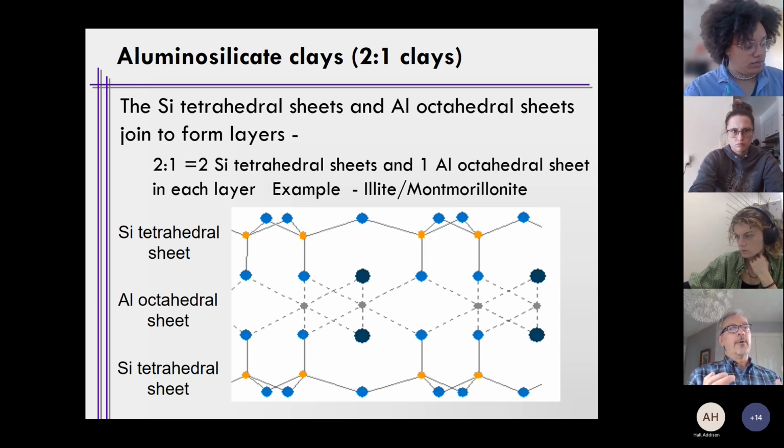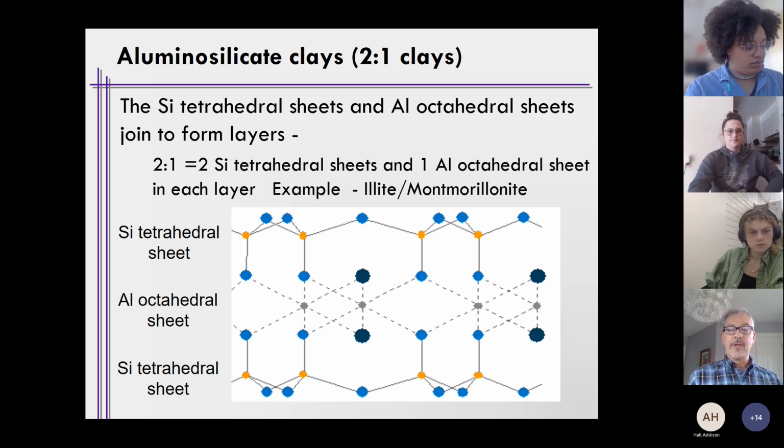And so a typical clay example that we could use would be called illite or montmorillonite, or maybe you've heard the term smectite. These are all 2-to-1 type clays, and we have lots of these in Colorado.